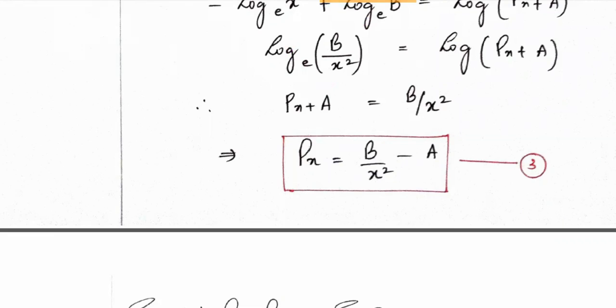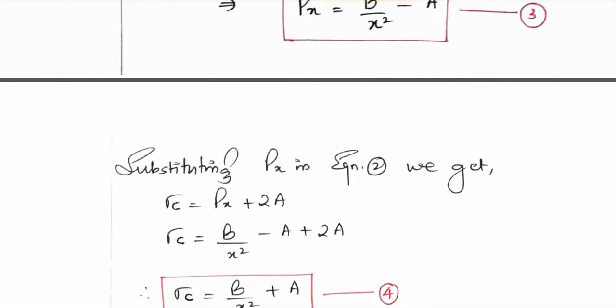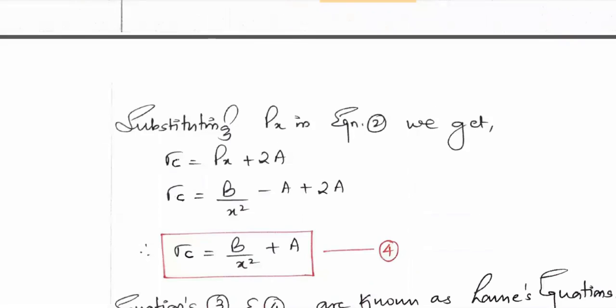Now I'll be substituting equation 3 in equation number 2. Substituting the value of px from equation 3 in equation number 2. Let me check what I'll be getting here. This is my equation number 2: sigma c is equal to px plus 2a. The value of px I have substituted here. Px is b by x square minus a, plus 2a I have kept as it is. So therefore sigma c is equal to b by x square plus a.